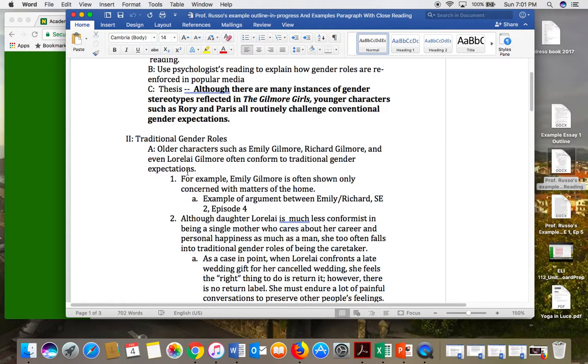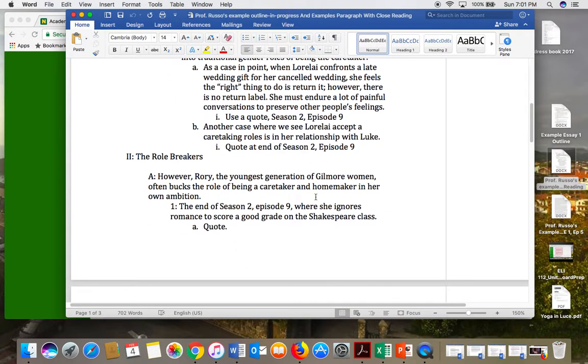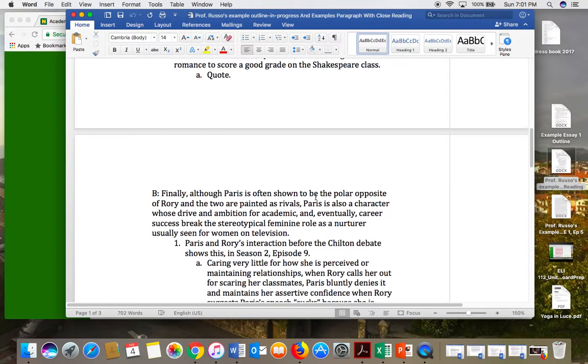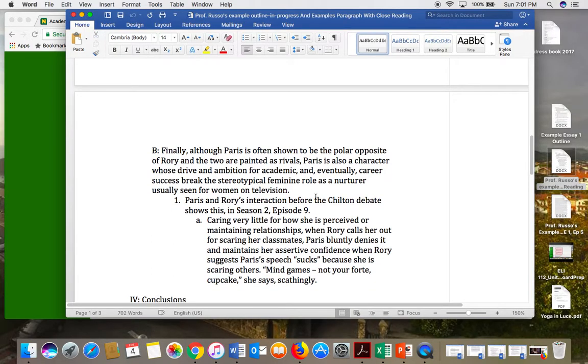I have my traditional gender roles as one set, so I would be looking at some of my older characters that tend to follow more traditional gender roles, and then I've got my role breakers. So for this case, I want to focus on what would actually be the end of my essay, one of my role breakers, the character of Paris.